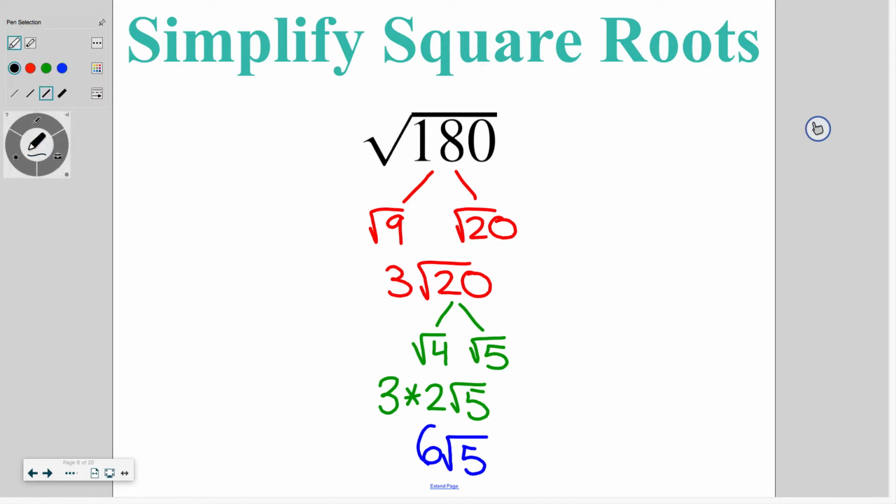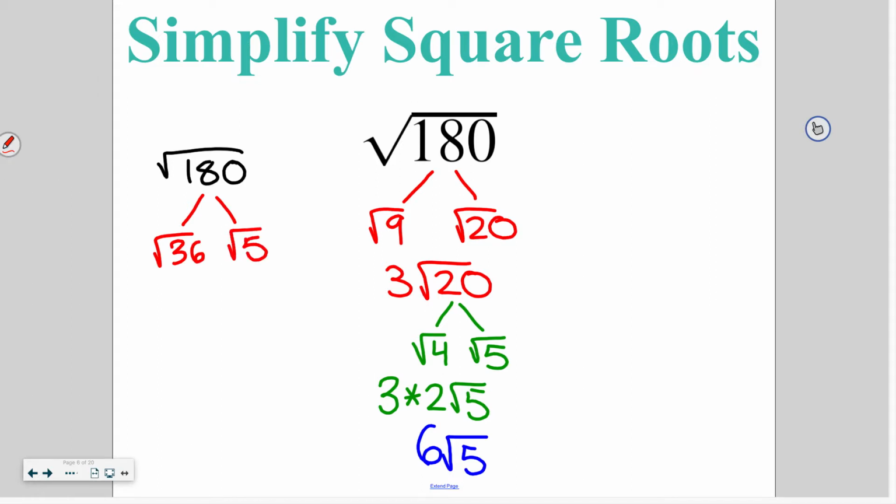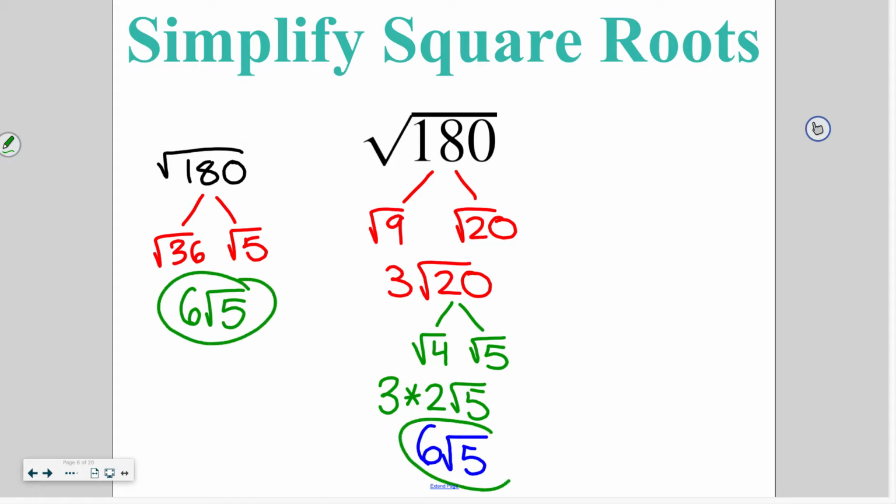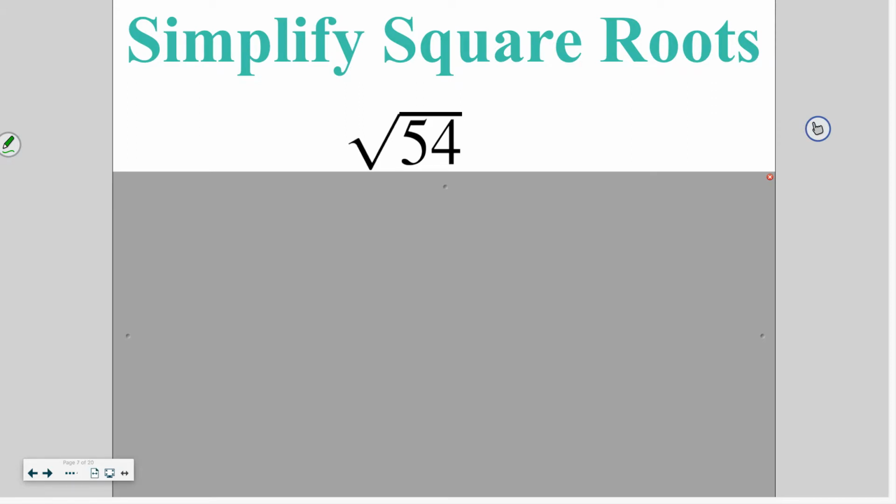The other way, if you look again at that original number, so the square root of 180, 180 can be divided by 36 and 5. The square root of 36 is 6, so 6 square roots of 5. So if you want to make it less steps, you look for the biggest perfect square that can divide that value. Either way, we ended up with the same answer of 6 square roots of 5. Go ahead and try this one on your own.